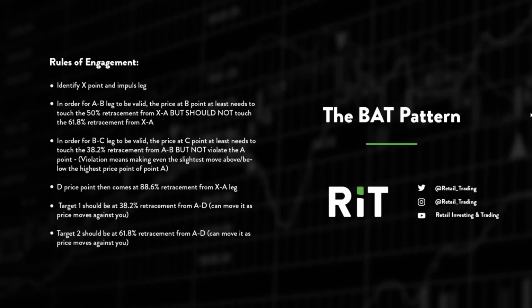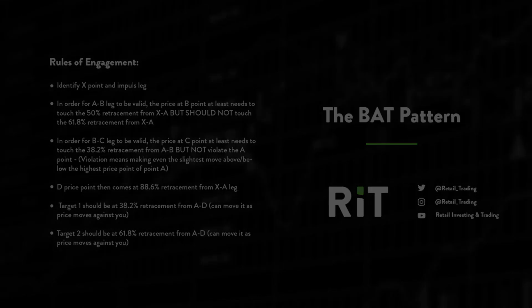So at first we gotta identify the X point and the impulse leg, okay? And then, in order for the AB leg to be valid, the price at B point at least needs to touch the 50% retracement, etc. But the point of this video is not for me to read through the rules and then click the stop button. It's actually to show you this on real life examples. So let's hit the charts and I'll show you, okay?